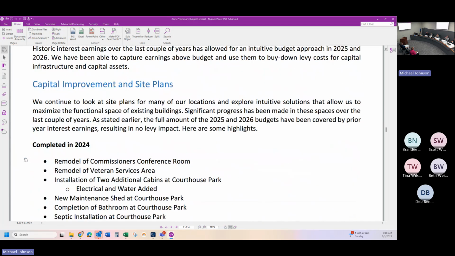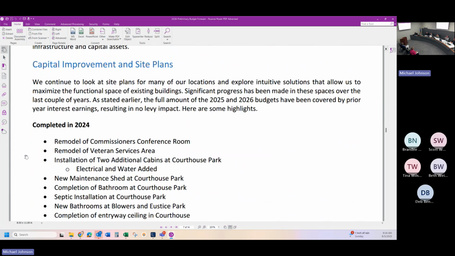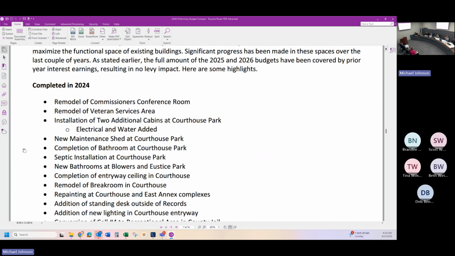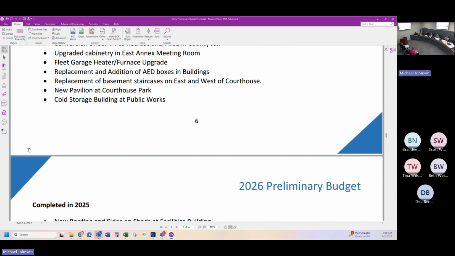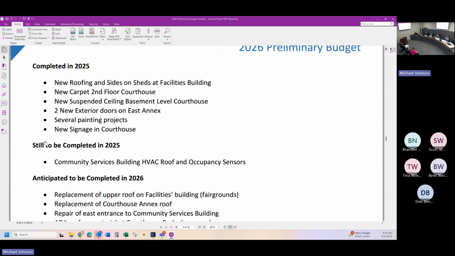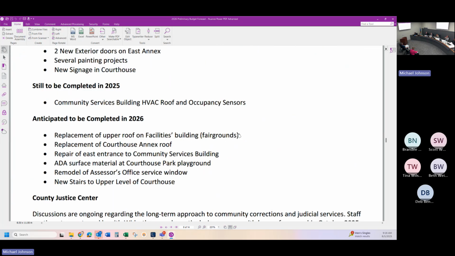Investments, I don't need to touch on that much at this point in time. We'll get into that some more as well. Capital improvement, just giving you a flavor of what has been completed in 2024, what's currently completed in 2025, and what we still anticipate to happen in 2025. And of course, I'm looking forward to 2026, which is driving really that Fund 11 allocation under the budget.